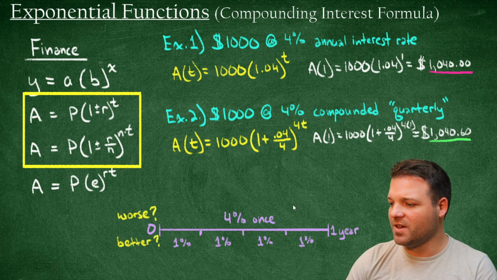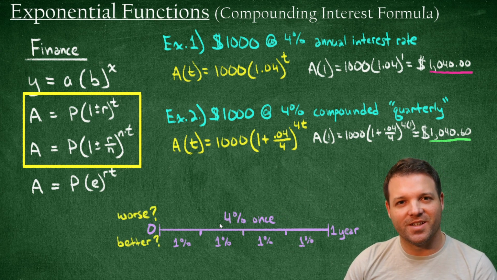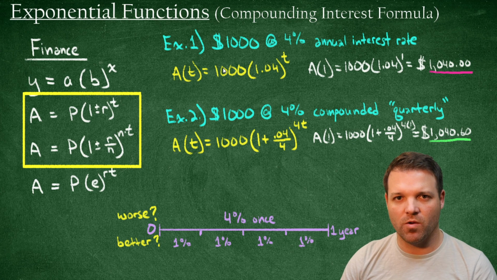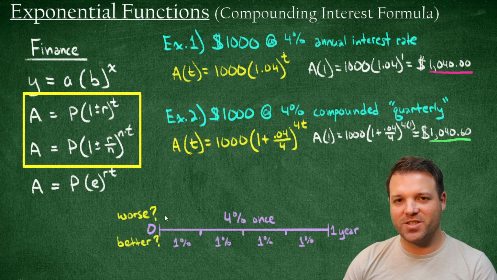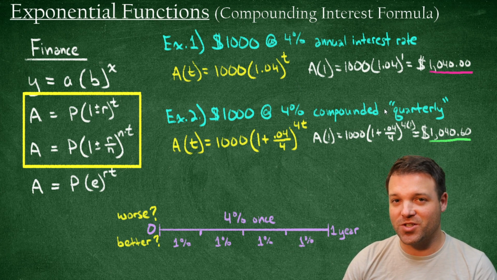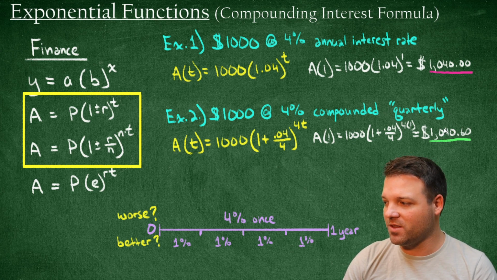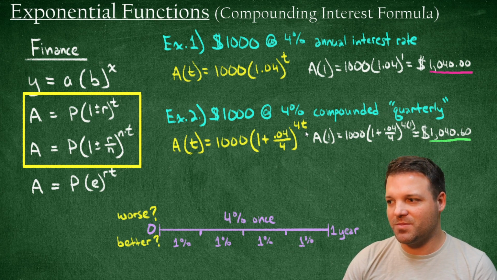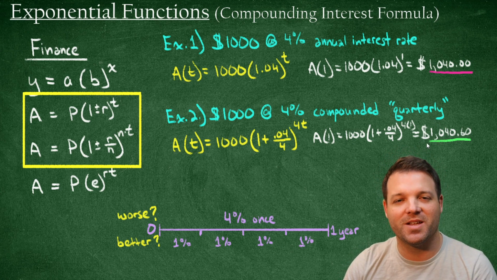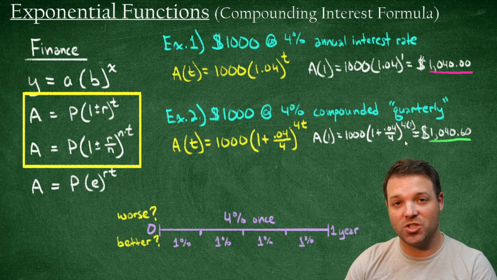So the question is, which one's better and which one's worse? Is it better to compound, or is it better to just use simple interest where we apply that interest rate 1 time per year? Well, it really depends on what end of the situation you are on. If you're getting charged an interest rate and they're compounding it, they're going to charge you a little bit more. They're going to squeeze a little bit more out of that. However, if this is a savings account, compounding would definitely be better because you're making more money. So it really depends on which end of the situation you are on.